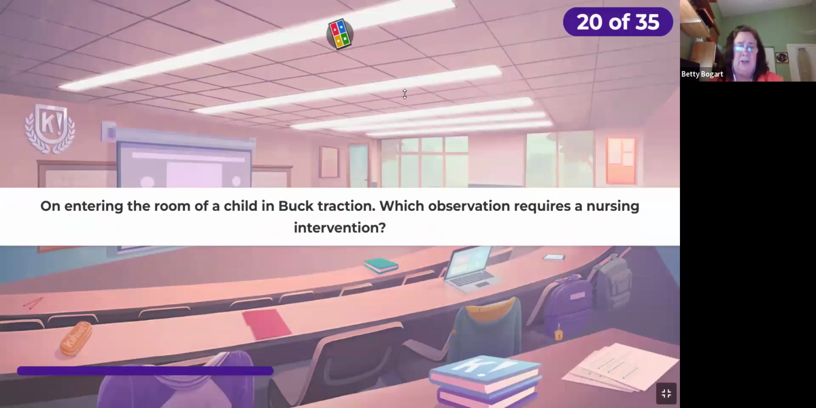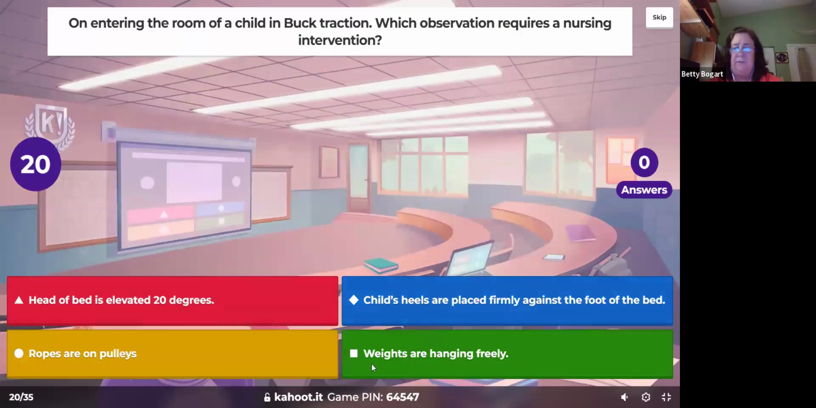On entering the room of a child in Buck's traction, which observation requires a nursing intervention?